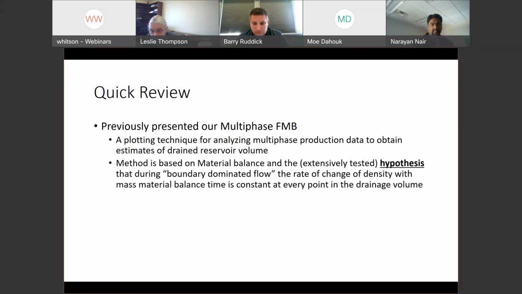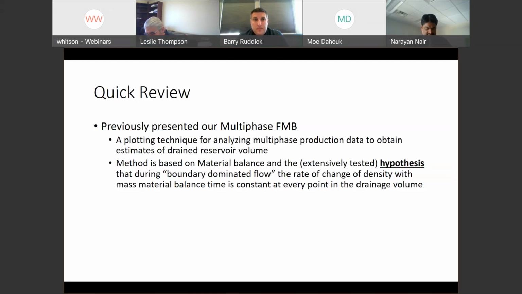We tested that extensively against more than 100 simulations, and you can't prove any of this actually works. It's based on a hypothesis that during boundary dominated flow, the rate of change of density with mass material balance time is constant everywhere in the reservoir. Now, I say that we tested this successfully against hundreds of simulations, and it worked every time.